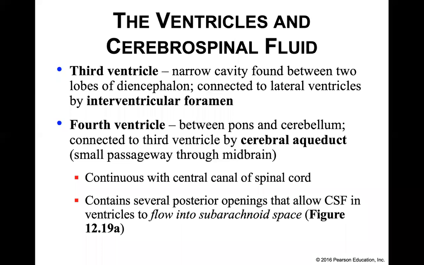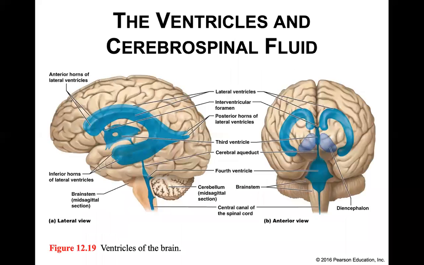The fourth ventricle is found between the pons and the cerebellum, connected to the third ventricle by the cerebral aqueduct. This is continuous with the central canal of the spinal cord. It contains several posterior openings that allow CSF in the ventricles to flow into the subarachnoid space.